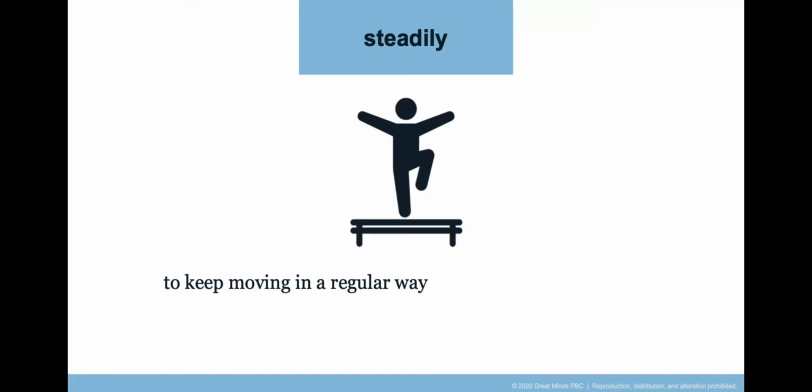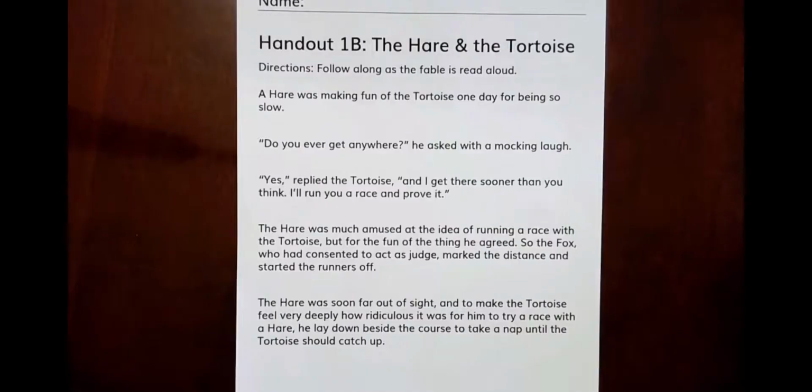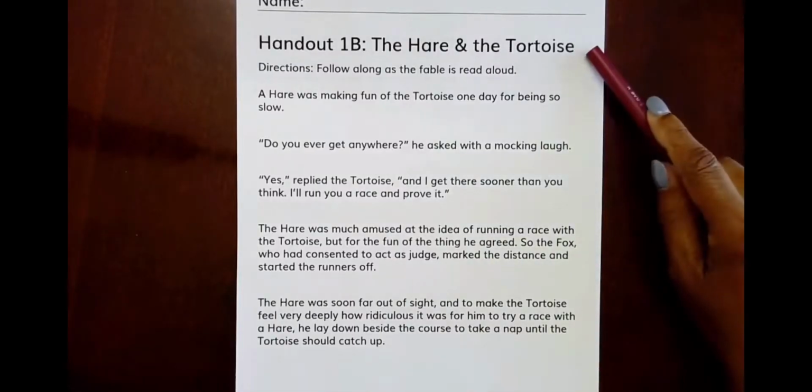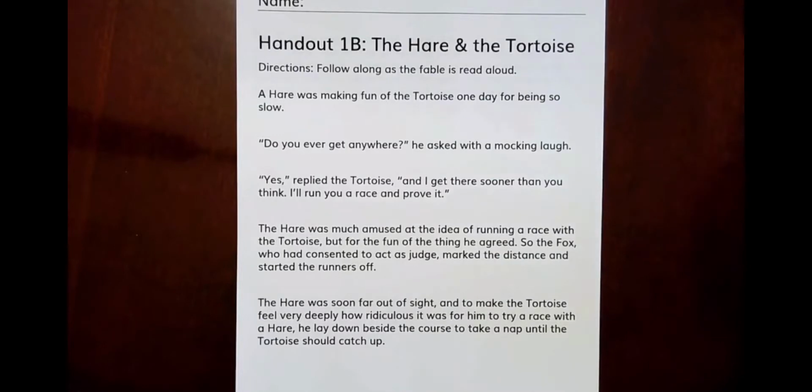Now I want you to think, who moves steadily? Was it the tortoise or was it the hare? Tell your learning partner. I'm sure you said it. The tortoise is the character who moved steadily. Now, let's examine more of the tortoise's actions. So if you have handout 1B, you can follow along as I read.